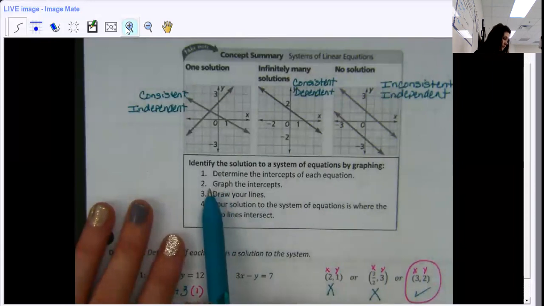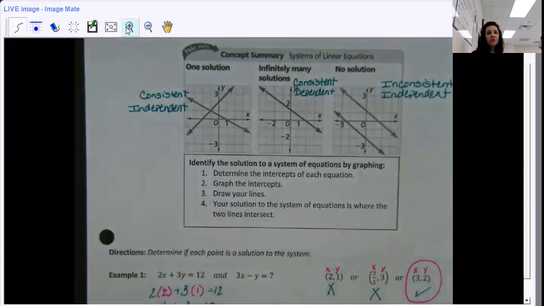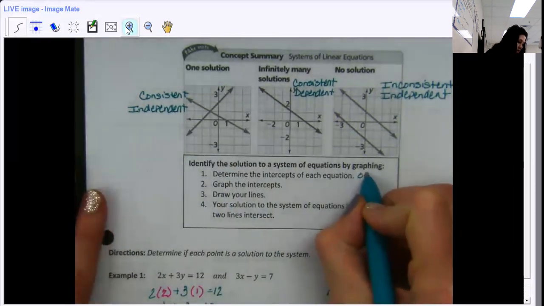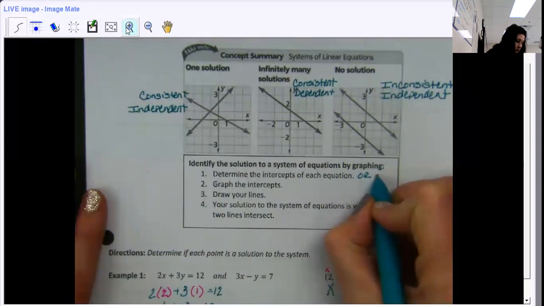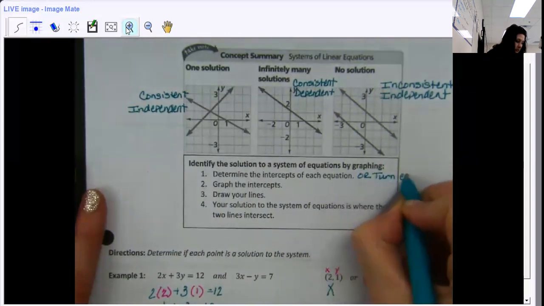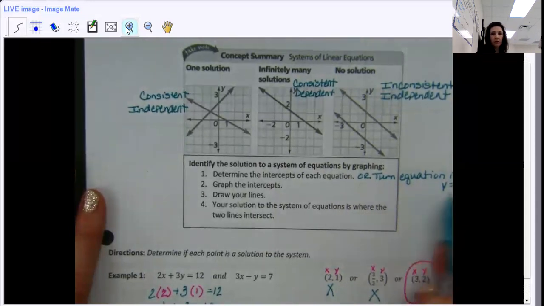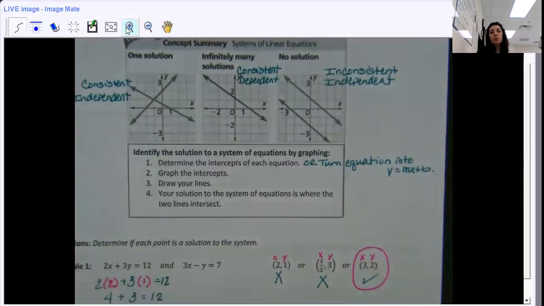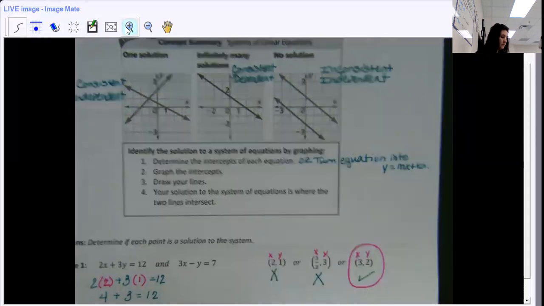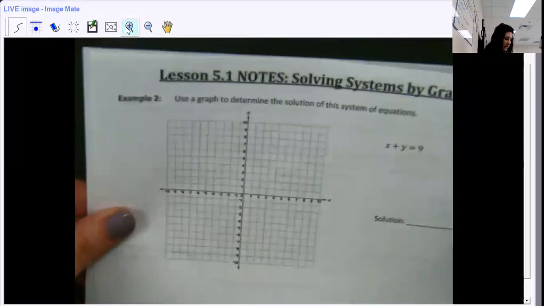So one way that you can do that is you can determine the intercepts of each equation, the x and y intercepts. The other way that you could do this is you can turn your equation into y equals mx plus b. And this is actually what we're going to be doing. We're going to be turning our equation into the slope-intercept form, y equals mx plus b. We will graph the y-intercept, we will plot the slope, and then we will determine our solutions. Okay, so let's go ahead and go to this second example.